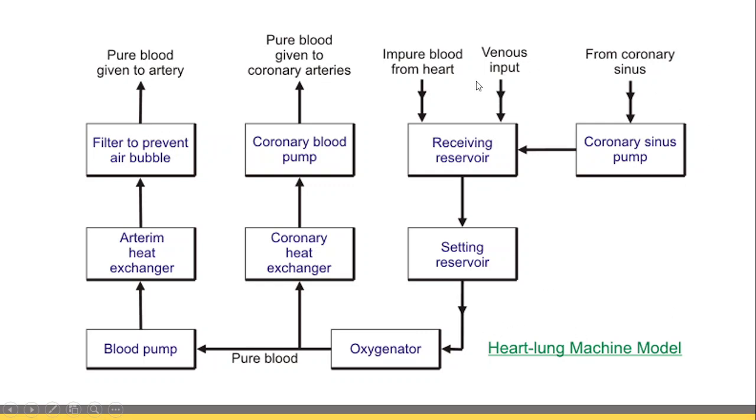The impure blood is collected and stored in the reservoir, then sent to the oxygenator, where oxygen is added. The oxygen-enriched blood, called pure blood, is given to the different parts of the body through the arteries. This is the arterial heat exchanger. This is the coronary heat exchanger, used to maintain the body temperature between 30 and 37 degrees centigrade.